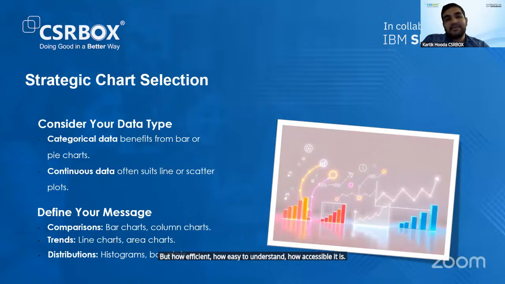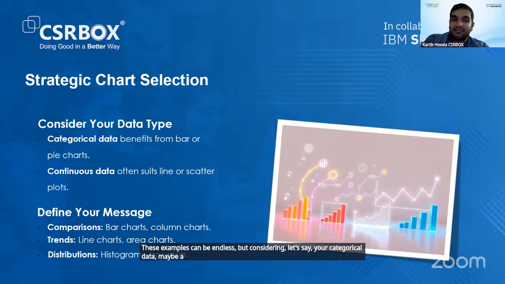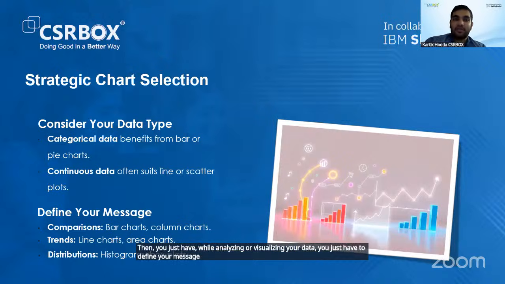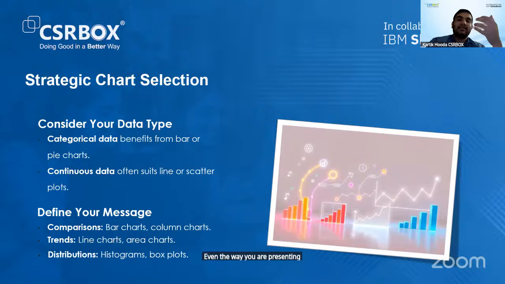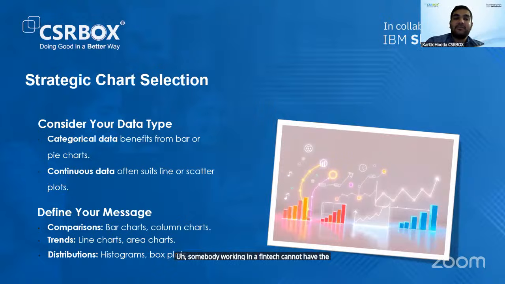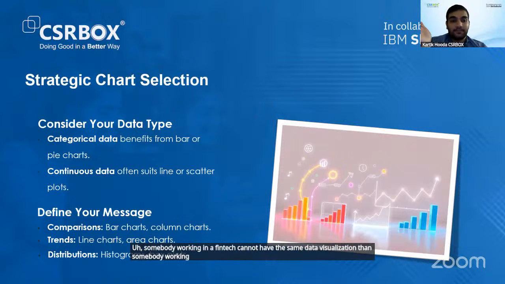That's why these are just brief. These examples can be endless, but considering, let's say, if you have categorical data, maybe a bar or pie chart can help. If you have continuous data, then maybe line charts or scatter plots can help. While analyzing or visualizing your data, you just have to define your message and identify your audience. Even the way you are presenting your information can differ based on who your customer base is. Somebody working in a fintech cannot have the same data visualization as somebody working in a restaurant.